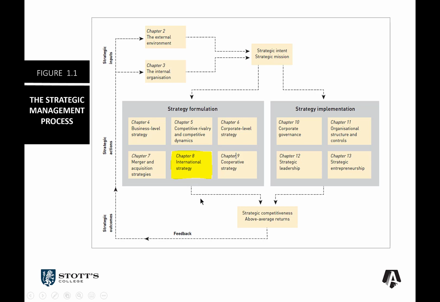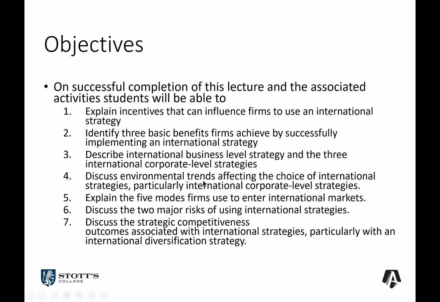In this first section, we're going to talk about the objectives of this week. We're going to introduce a model that describes the stages in international strategy, the key characteristics of international strategy. And we're also then going to talk about the incentives for entering international markets. That's objective 1. Then we're going to move on to talk about our other objectives. So here we go. Objective 1, explain incentives that can influence firms to use an international strategy.